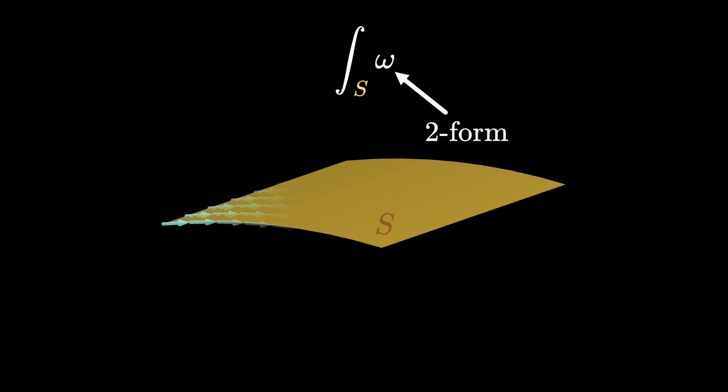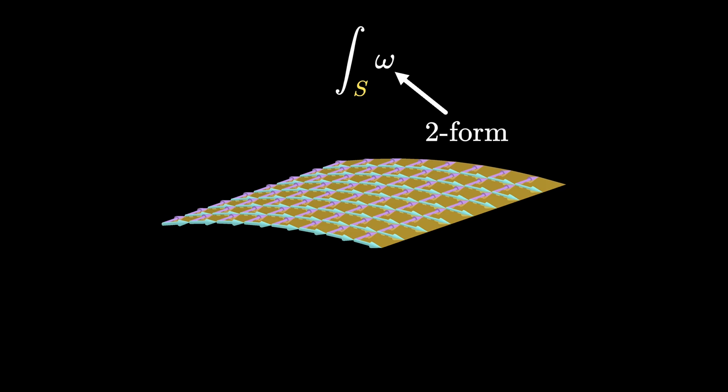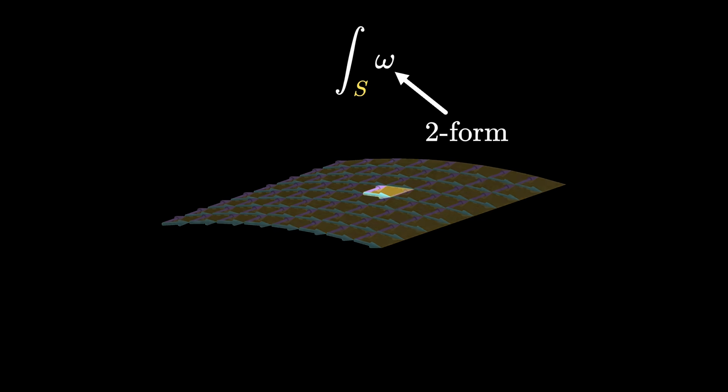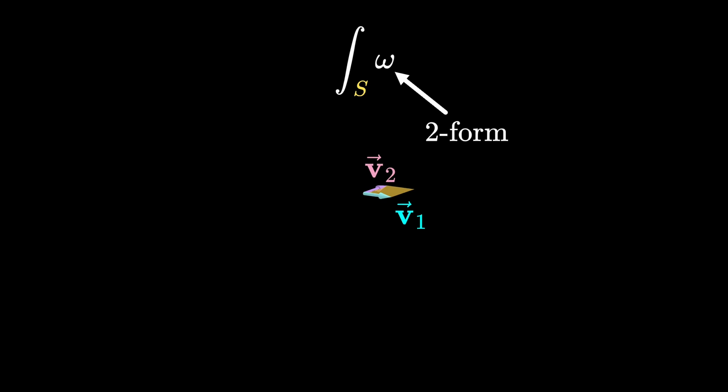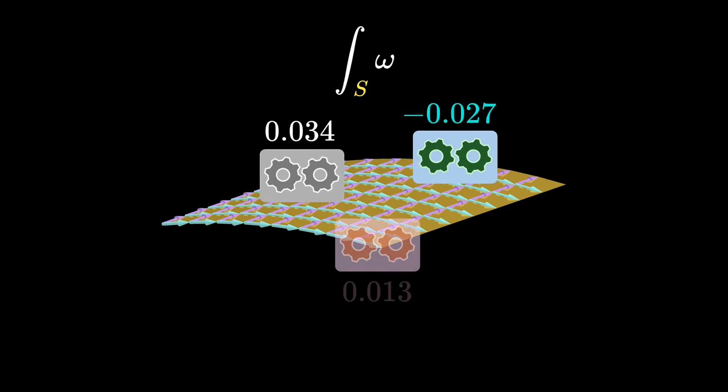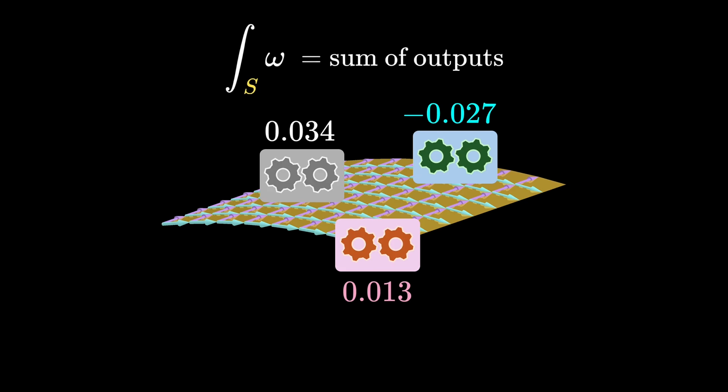We divide the surface into tiny parallelograms defined by two vectors emanating from a point. Because omega is a two-form, the machine at this point takes in these two vectors and outputs a number. Repeating this for all the parallelograms, we have many different outputs from different machines, and the integral is the sum of all these outputs.